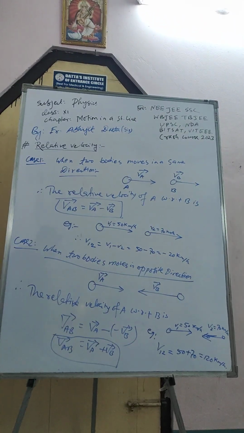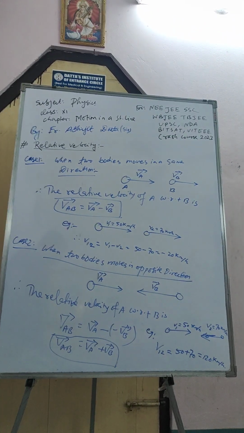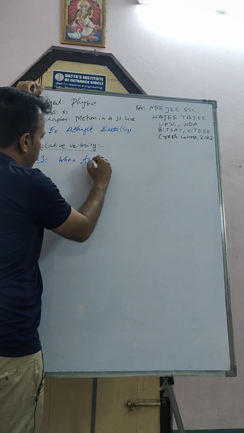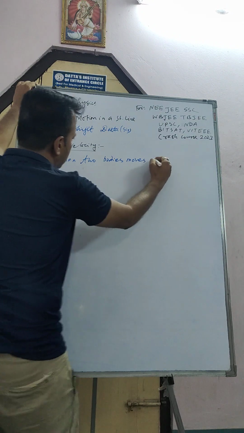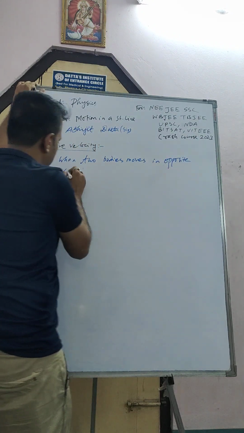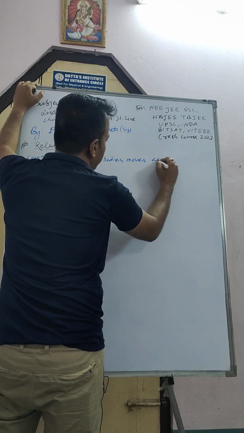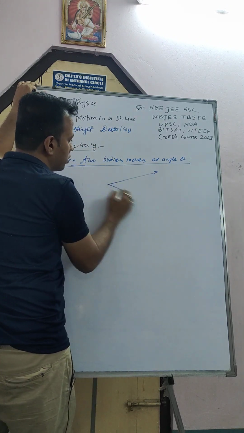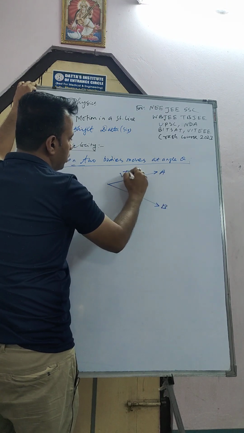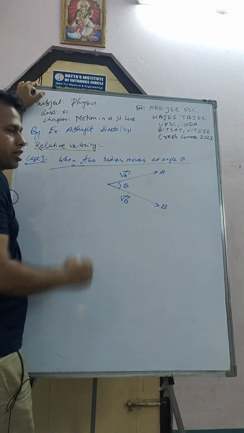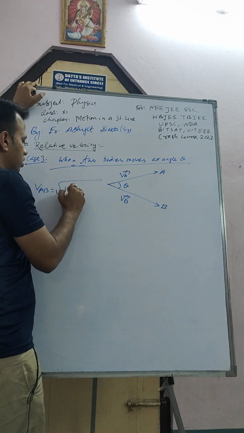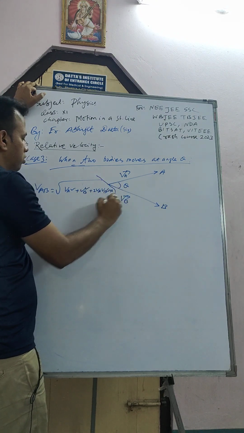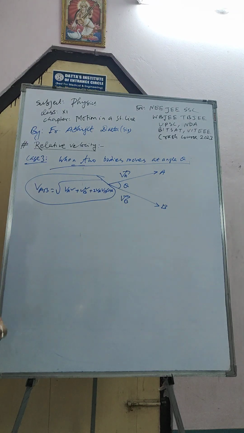Let's move on to the next case. Case number 3 will be when two bodies move at an angle theta. Suppose this one is body A, and this one is body B, with velocities vA and vB, moving in directions at an angle theta. In that case, the relative velocity vAB will be the square root of vA squared plus vB squared plus 2 vA vB cos theta. This will be the magnitude of the relative velocity.